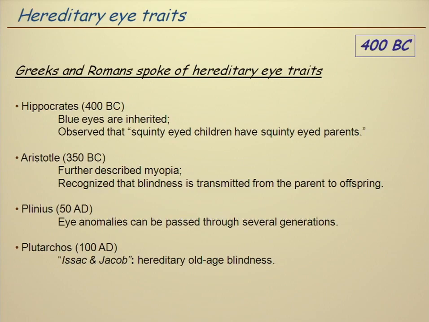And if you look at the kids who are nearsighted, you will find that quite frequently the parents were nearsighted. Or Aristotle, 50 years later, further described myopia, and he recognized that blindness can be transmitted between parent and child. And that was an idea picked up later on by Plutarchus, speaking of the biblical Isaac and Jacob, both of whom had older age vision loss. And he had the concept of hereditary old age blindness, that macular degeneration.